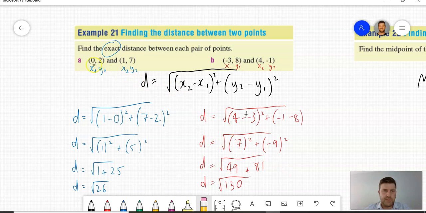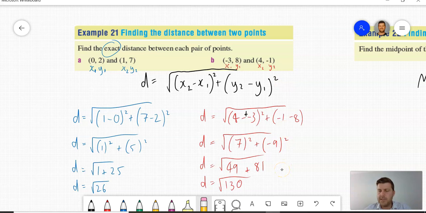Again, they'll just give you 2 sets of coordinates. Label those first set of coordinates as your 1 values, the second set of coordinates as your 2 values, and make sure you substitute them correctly into that formula. The biggest mistake people tend to make is they put the wrong number in the wrong spot. But if you label them correctly to begin with, it should be fine.